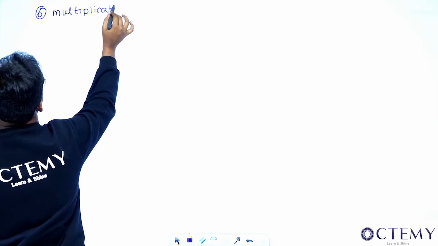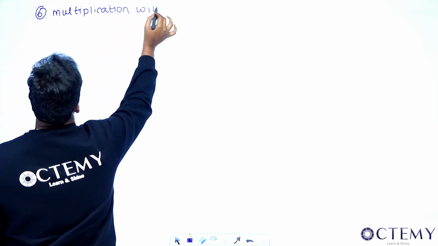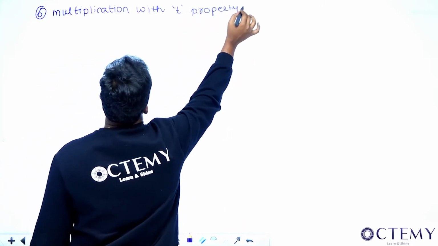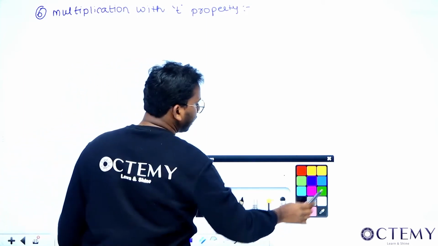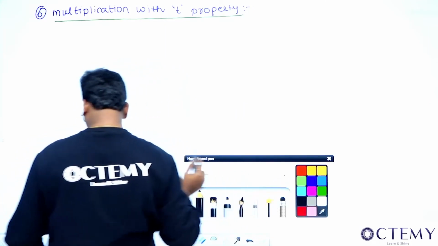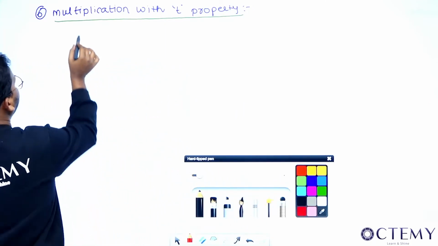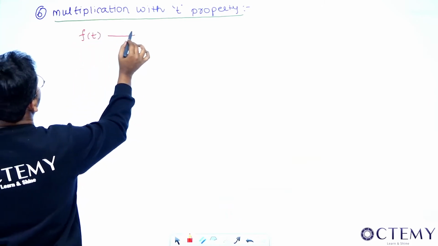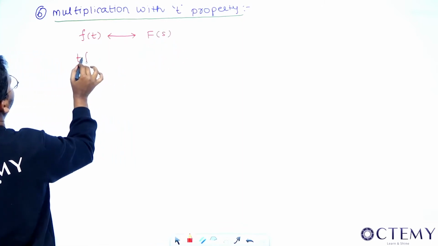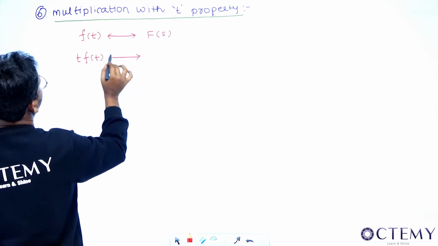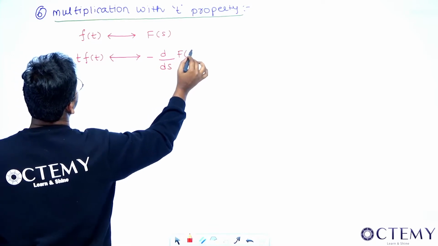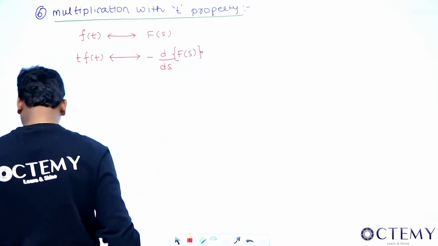Multiplication with t property. There can be 3-4 more properties which I might skip. They will not be that useful in your control system. So see sir, if you are finding multiplication with t property, what will become? If your Laplace of f of t is F of s, then your Laplace of t f of t will become minus d by ds of F of s.